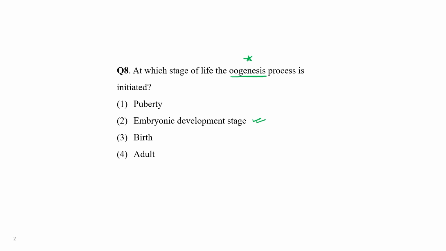And till puberty, many ova have already degenerated. Millions of ova are generated during this process, and oogenesis started during the embryonic development stage. Okay, so choice number 2 would be the correct answer.